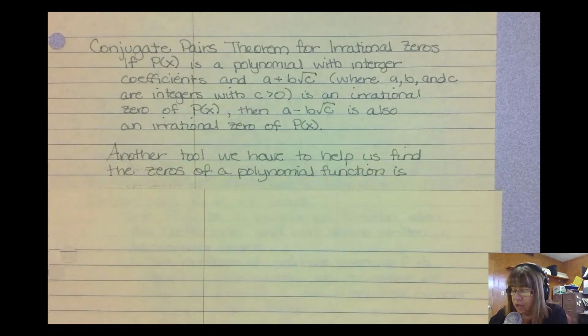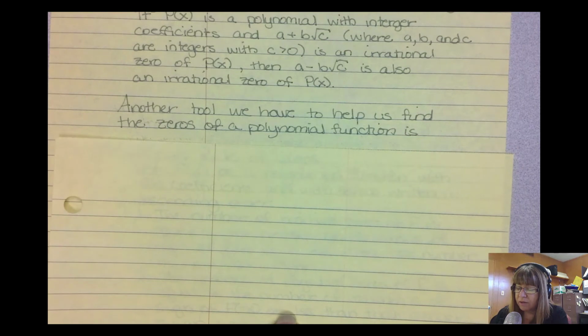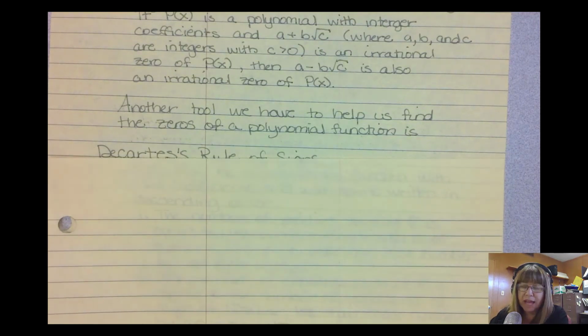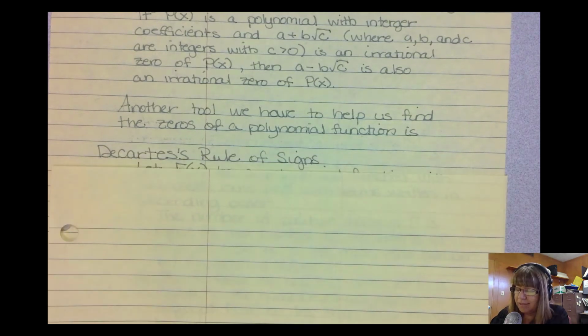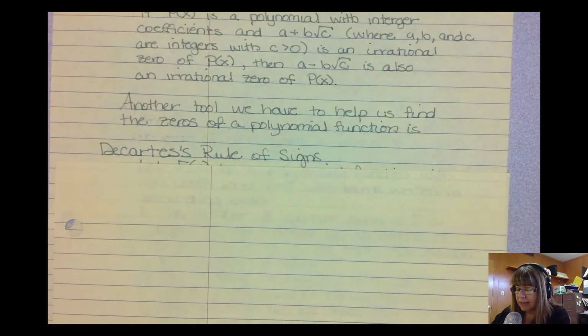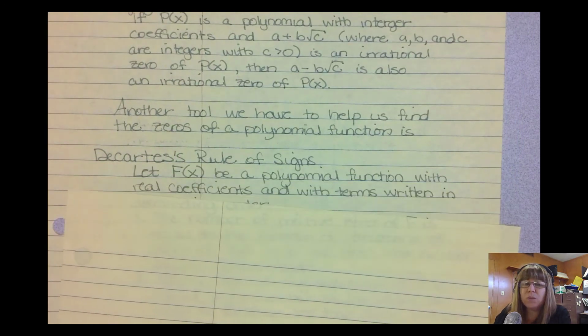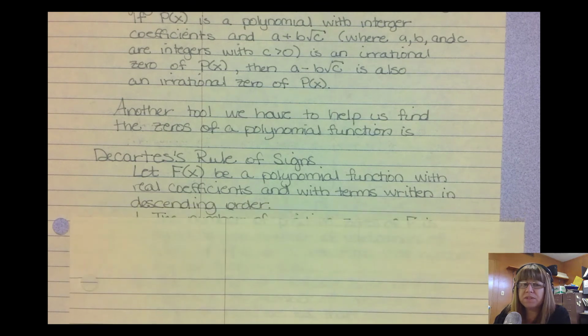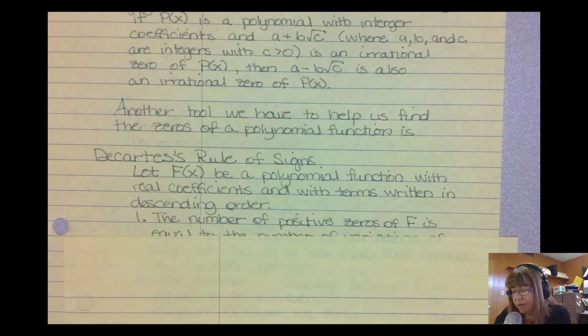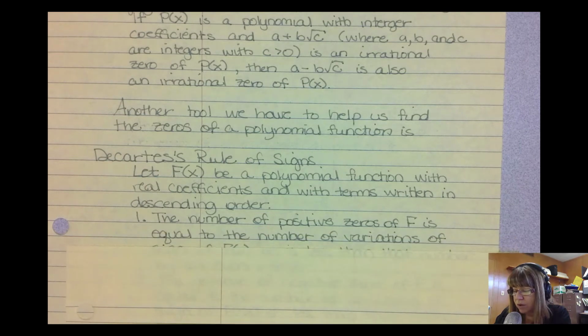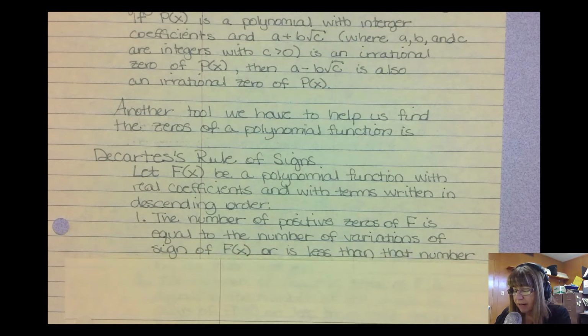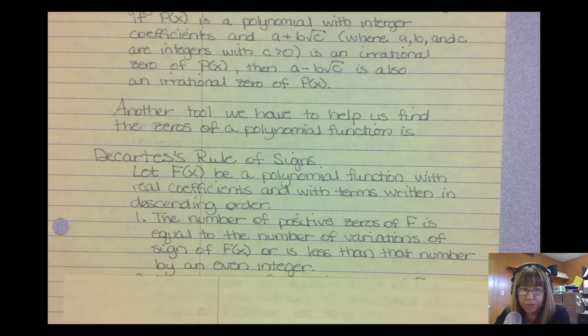All right. Another tool we have to find the zeros of the polynomial function. So that conjugate pair is a nice tool. And also this Descartes rule of signs. So here, let's say we have a function, and we'll call it f of x, and it has real coefficients, and it's written in terms of descending order. Then the number of positive zeros of f is equal to the number of variations in the sign of f of x, or less than that number by an even integer.